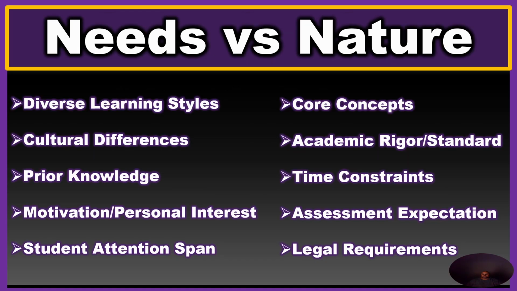When determining effective pedagogical strategies, one must decide the values placed in the needs of the student and the nature of the subject being taught. Effective teaching requires balancing the needs of students with the demands of the subject matter. Every discipline has its own structure, skills, and standards that must be honored to maintain rigor and standards.